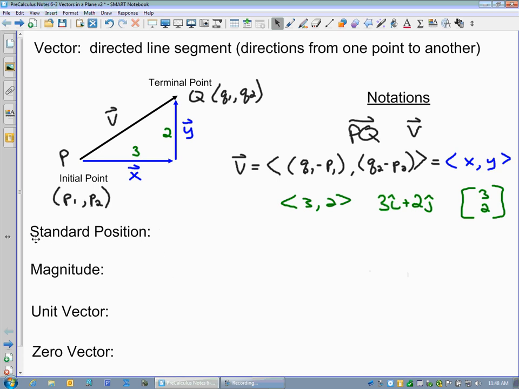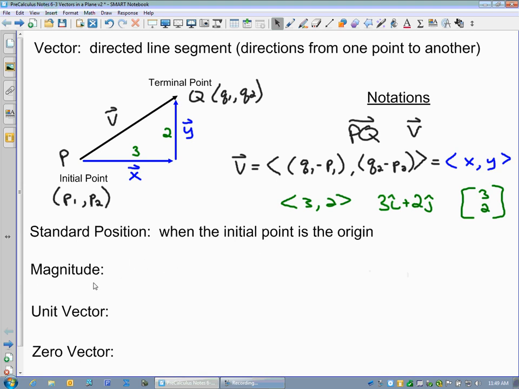So one of the places we like to move it is what's called standard position. That's where our initial point is going to be at the origin, and that way our terminal point will just be out somewhere in one of the quadrants. But that's called standard position.